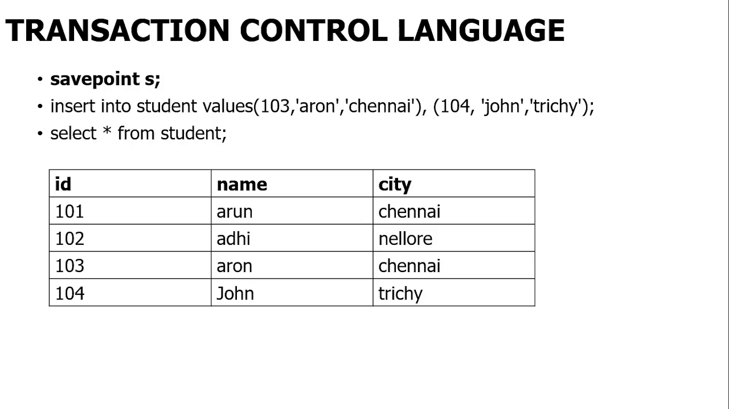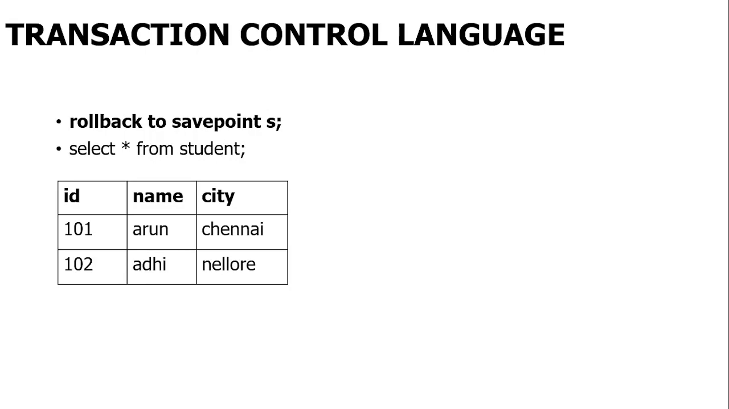Now you are inserting some other values, and you are once again displaying. So I have 101 102 103 104. Now I roll back to save point. So what will happen is, till the previous save point, after 101 102, whatever you have inserted will be removed. Okay, you have done the rollback.